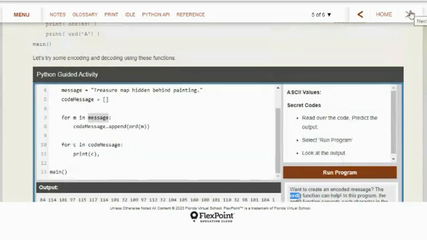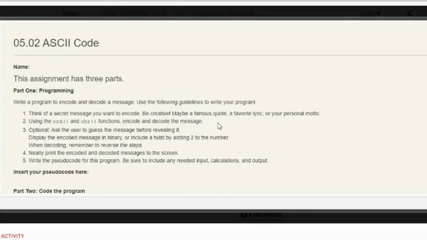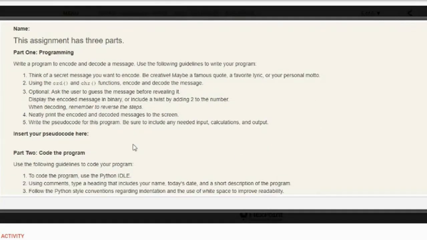Let's look at our assignment for the week. Here's the assignment template. Three parts. Program part one's the programming. Think of a secret message you want to encode. So you're going to come up with your own secret message. Be creative. You can use a famous quote if you want, or a lyric, or your personal motto, whatever you want for your secret message. That's where you have that total freedom there. And then you're going to use the ordinal and character functions to encode and decode the message.